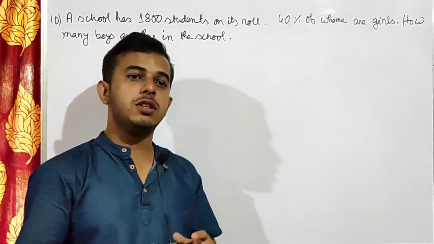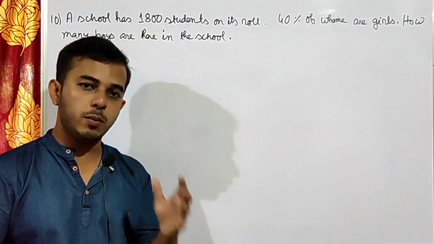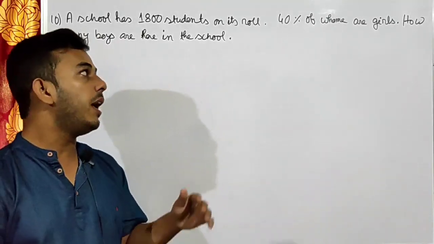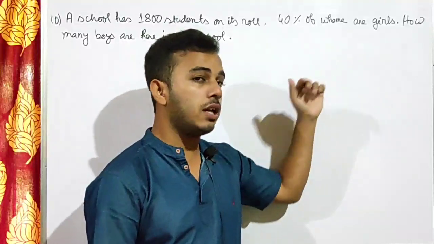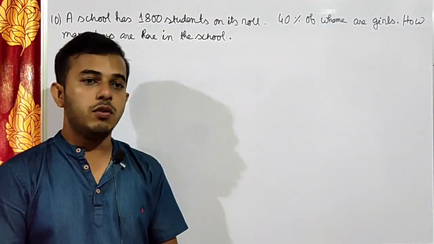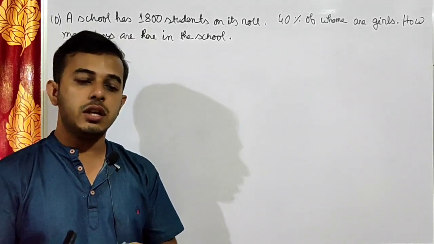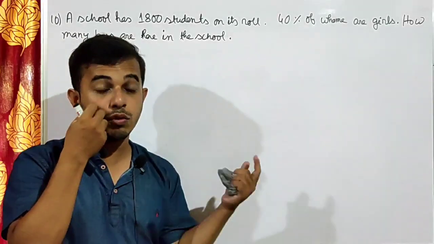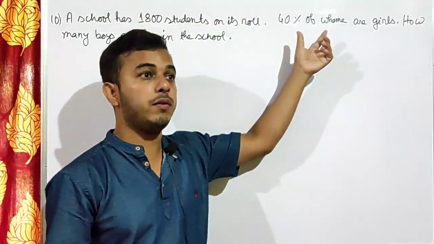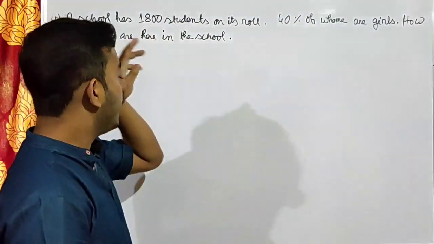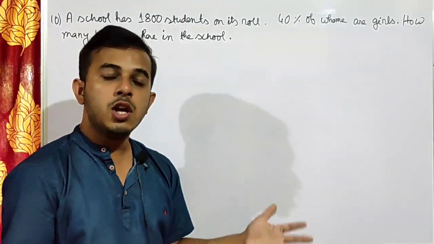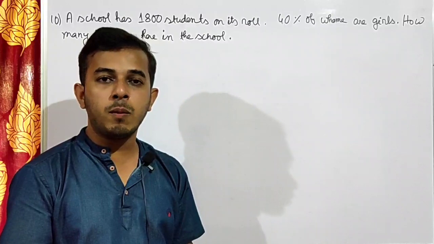Our next question is about a school. In that school, we have 1,800 students, and among them 40% are girls. We have to find out how many boys are there in that school. If we can find out how many girls are there, that is 40% of which number? 40% of 1,800 will be the girls, isn't it? So if we find out the girls, we can easily find out the boys, isn't it?